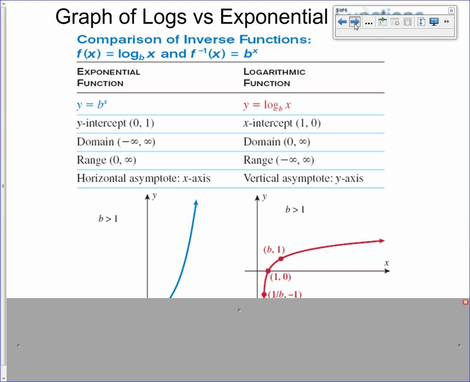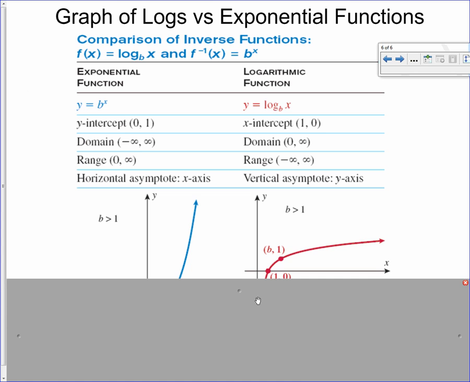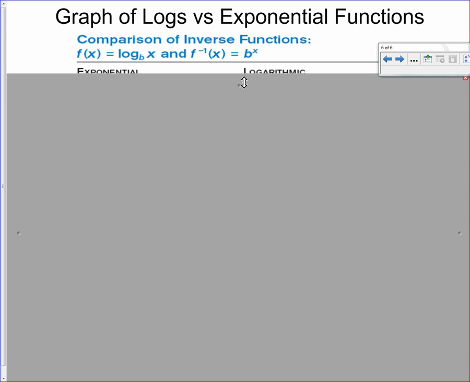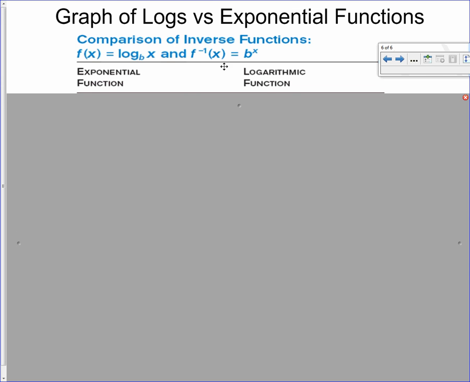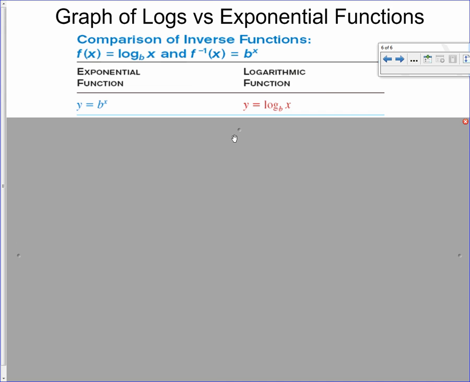Okay, so the last piece of this is graphing logs and exponentials, and we're going to compare the two graphs. So write this heading that's in black, graphing logs versus exponential functions. You can skip this blue text, and we're going to make a chart where we have exponential functions on one side and logarithmic functions on the other. These are our two parent functions. The exponential function is y equals b to the x, and the logarithmic function is y equals log base b of x.